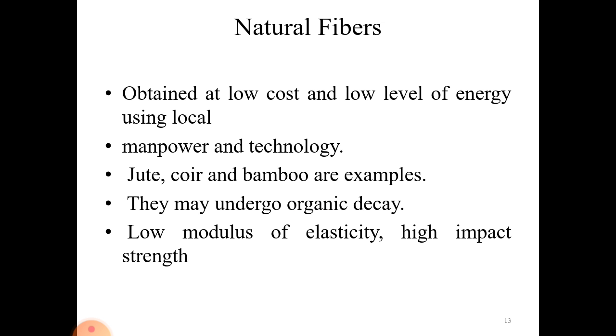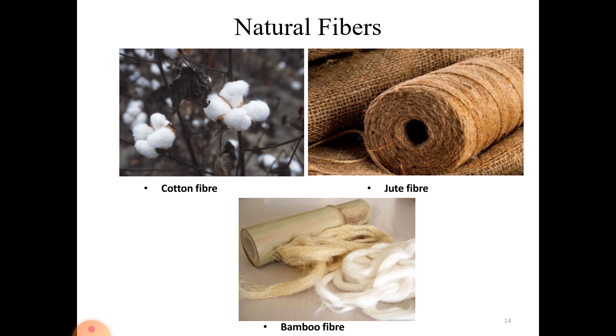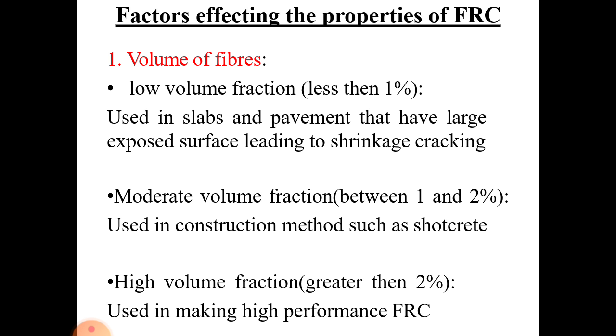Then natural fibers, they are obtained at low cost and low level of energy using local manpower and technology. Jute, coir and bamboo are examples. Then they may undergo organic decay. And they have low modulus of elasticity and also high impact strength. So this is the figure. The first one shows cotton fiber, then jute fiber, bamboo fiber.